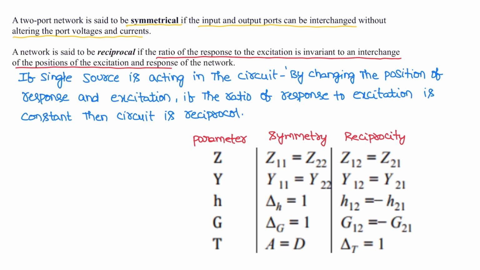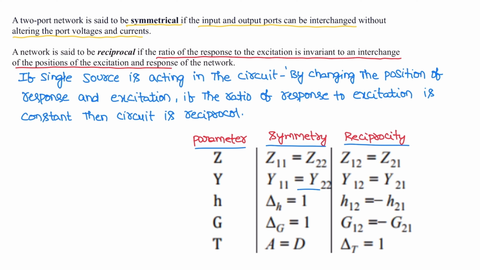For Z parameters, the condition for symmetry is Z11 is equal to Z22. Similarly for Y parameters, the condition for symmetry is Y11 is equal to Y22. For H parameters, delta H, the determinant of the H parameter matrix, is 1. For G parameters, delta G is equal to 1. Similarly for reciprocity, Z12 is equal to Z21 for Z parameters, Y12 is equal to Y21 for admittance parameters, H12 is equal to minus H21, G12 is equal to minus G21. These are the conditions for symmetry and reciprocity for different parameters, and for transmission parameters.